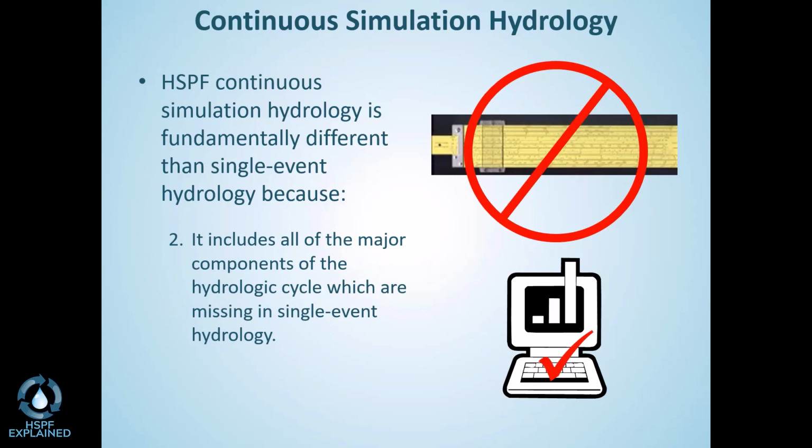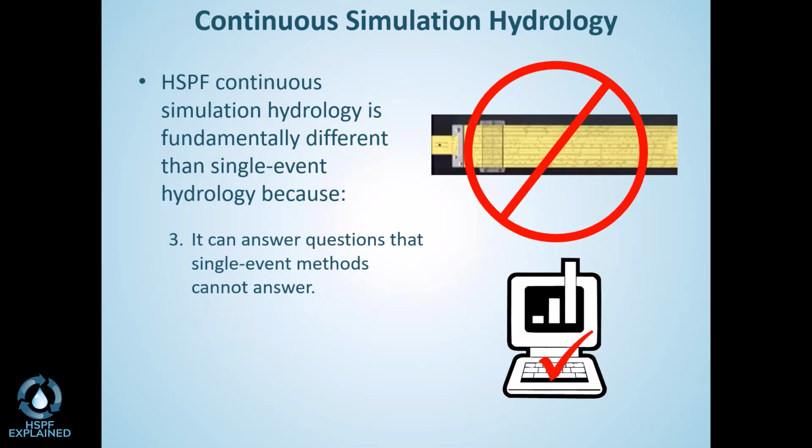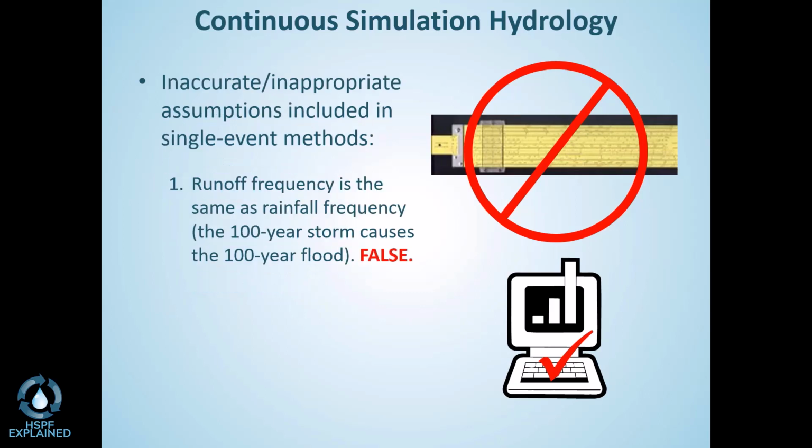As a result, we can include all the major components of the hydrologic cycle, which we do not do in the single event hydrology methods. And we can answer questions that single event methods cannot answer. If we're looking at things like flow durations, how long flows are above a certain level, we have the long-term record to do that. We can actually compute flood frequency based upon the statistics of how many big floods we have, rather than just making assumptions. And we'll talk more about that here in just a second.